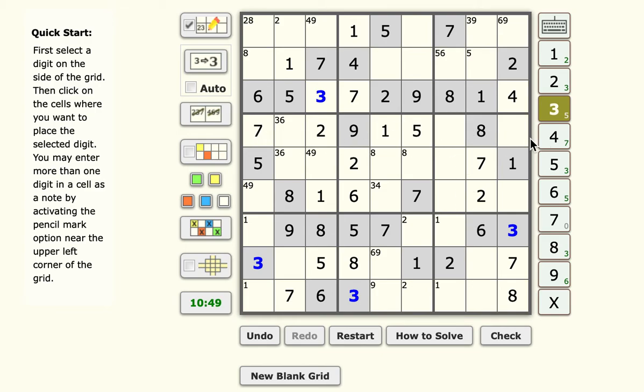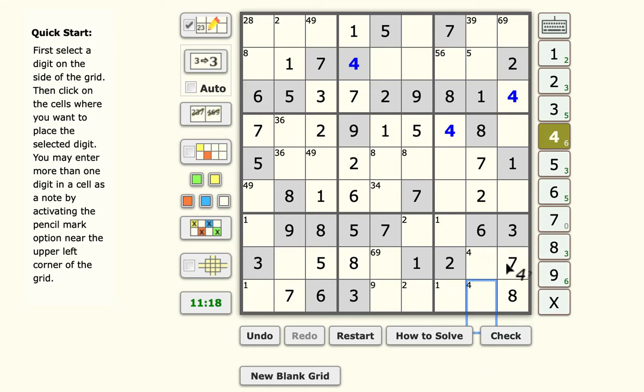Here, alright, we have 3, 6, and 9 missing, correct? No, 9 is already here. 1, 2, 3, 4. Okay, 4. Right, but this cannot be a 4 because it can only be 3 or 6, or this. So that's a 4. Okay, so now 4 has to be in these two spots.